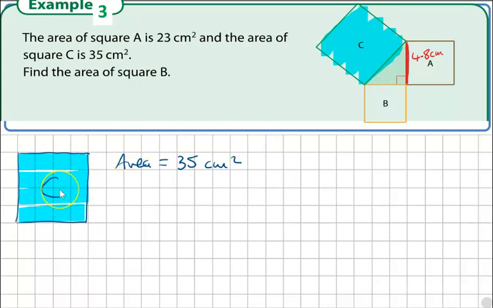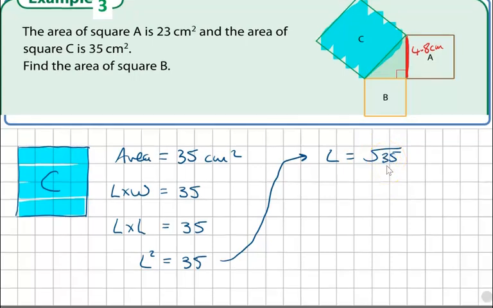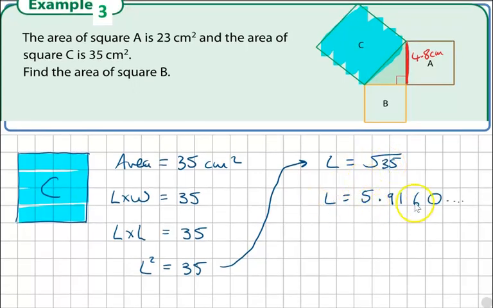So we're going to go again now with square C. I've highlighted that in blue. We're told in the question the area is 35 centimeters squared. In the same way, we know that the length times the width is 35. And since it's a square, it's going to be length times length, because the length and the width are the same. So length squared is 35. So the length is equal to the square root of 35, which is 5.9160, approximately 5.9 centimeters. So the side of square C, the blue square, is 5.9 centimeters.